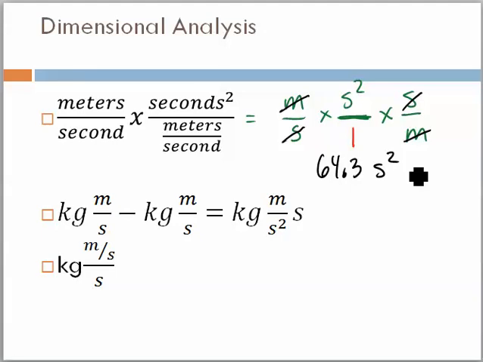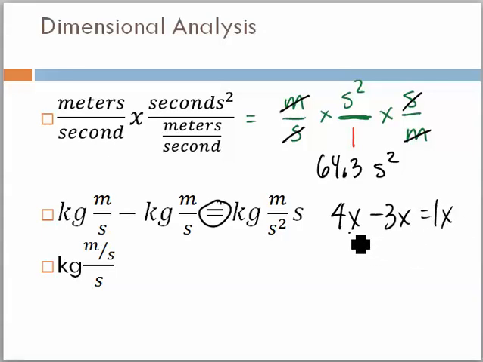The next one is we want to find out, do these indeed end up being the same? Are they equal to each other? Well, we have kilogram meters per second minus kilogram meters per second. Is this equal to kilogram meters per second squared times seconds? Well, I know my rules for subtraction. Let's say these are the same, kilogram meters per second, kilogram meters per second. Think about it like a variable. 4x minus 3x gives me 1x.